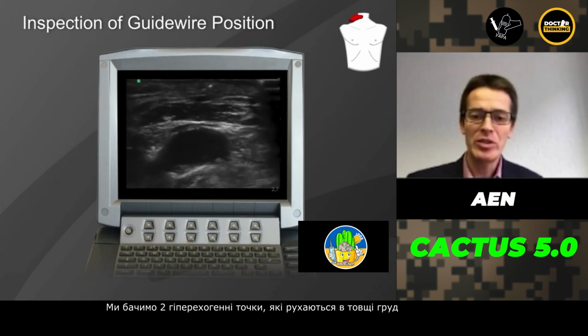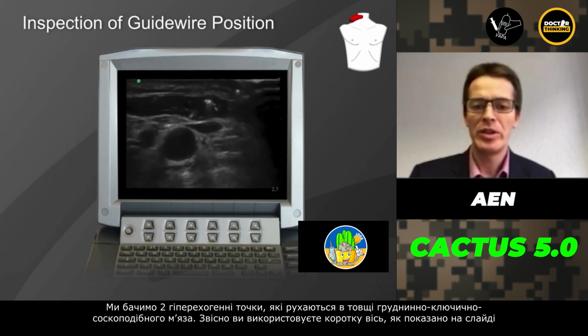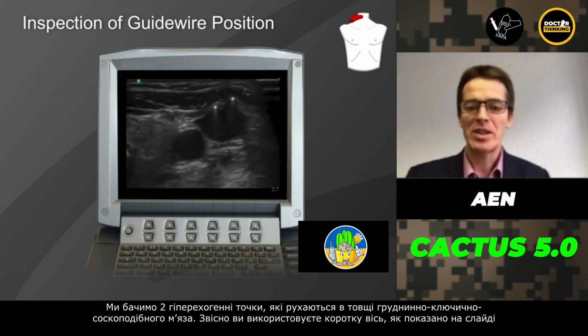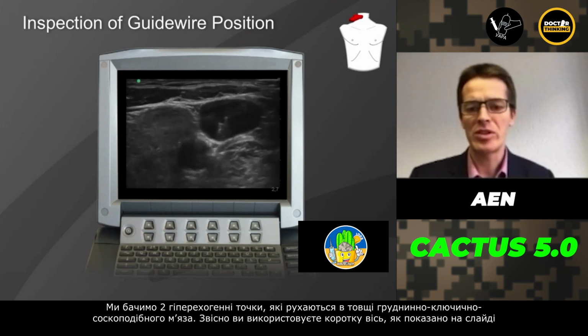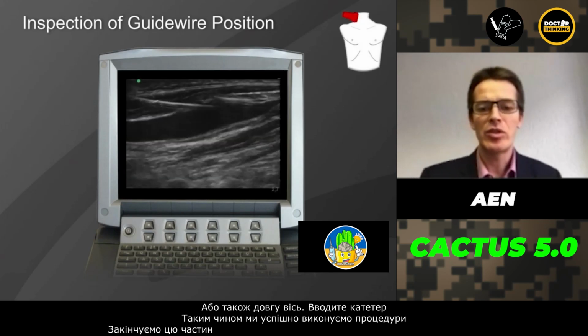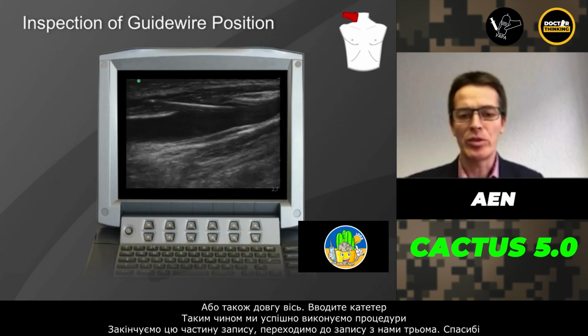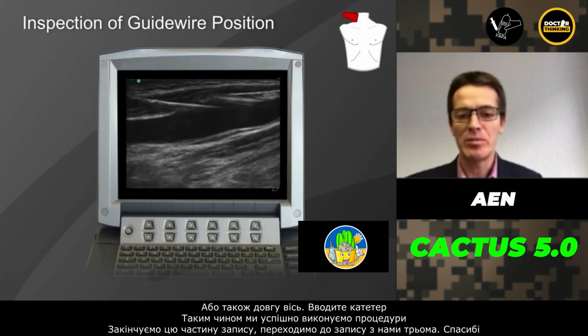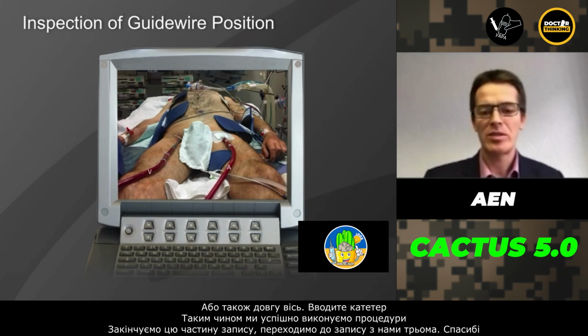So as shown here, you see two hyperechogenic dots traveling through the sternocleidomastoid muscle into the IJ. And of course you can do this in short axis as shown here, or also in long axis. And then you may proceed with your dilator and put the catheter in. And this is how we end up having done successful procedures.